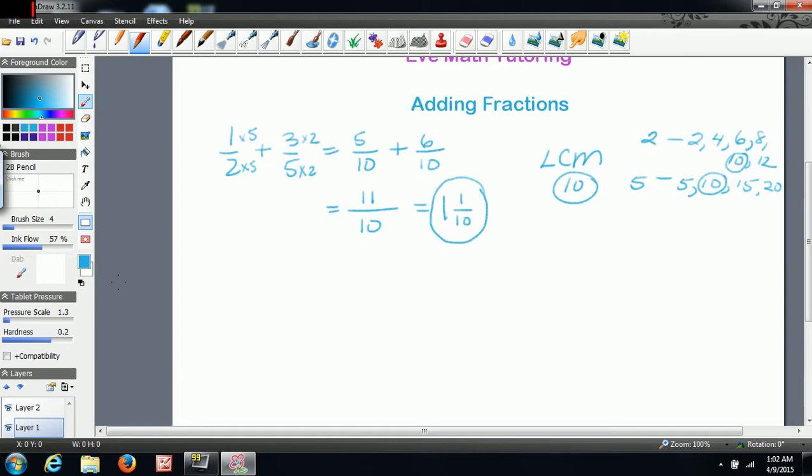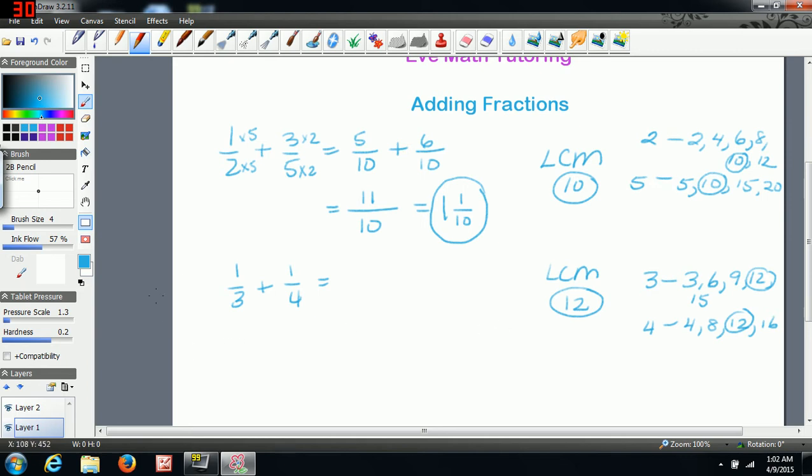Let's try another example. Let's try 1 over 3 plus 1 over 4. So in this case, again, the lowest common multiple of the numbers 3 and 4. So 3 times 1 is 3, 3 times 2 is 6, 3 times 3 is 9, 3 times 4 is 12, and 3 times 5 is 15. This one, 4 times 1 is 4, 4 times 2 is 8, 4 times 3 is 12, 4 times 4 is 16. And notice the number 12 is common, the lowest common multiple.